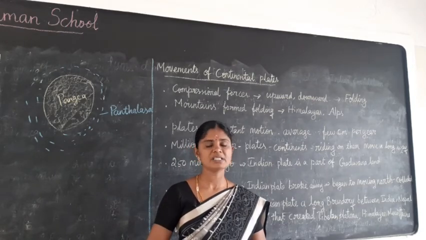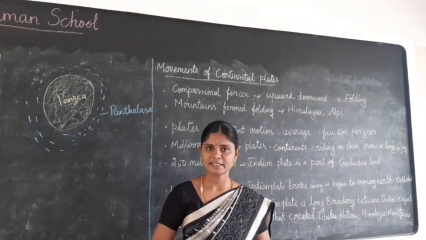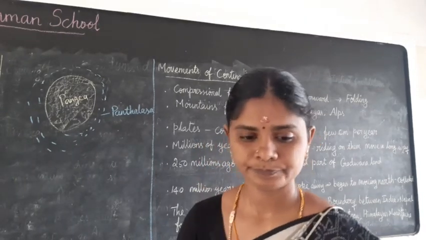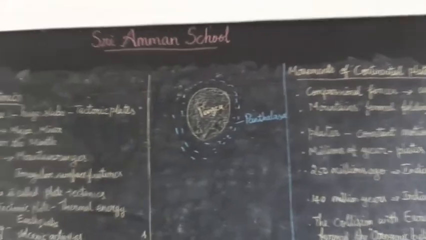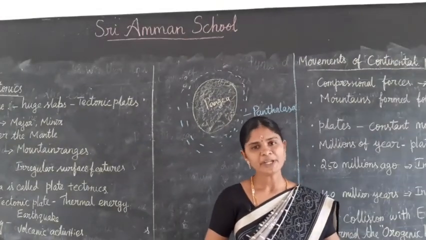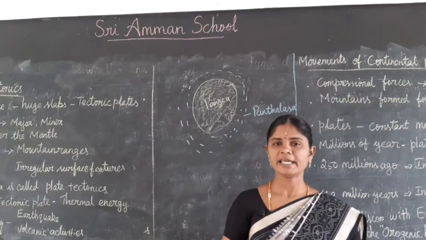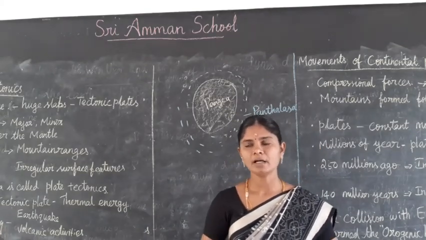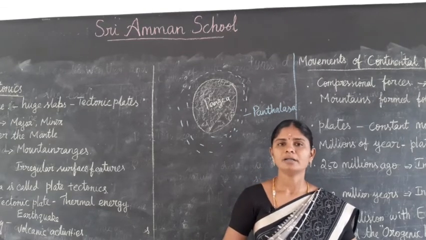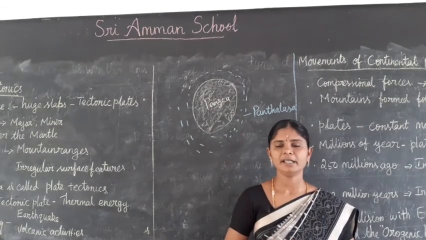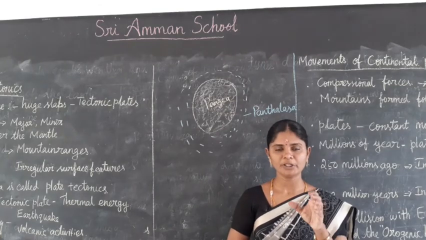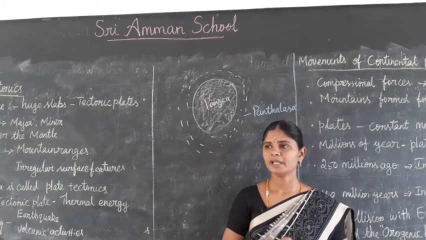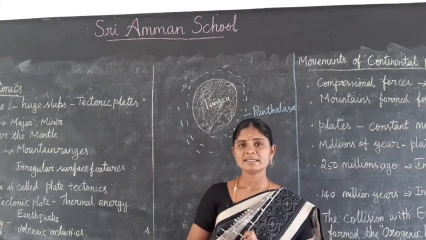Do you know what is Gondwana land? Yes, let us see that. Modern Africa, South America, Australia and Antarctica were a part of Gondwana land. India was also a part of Gondwana land 215 million years ago. Now let us see about that.